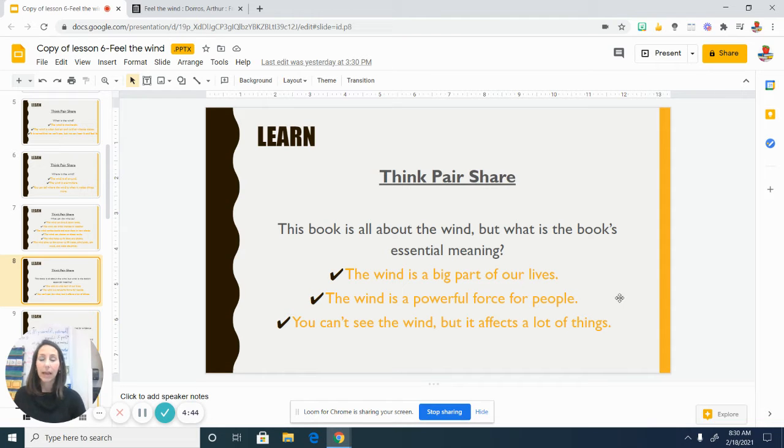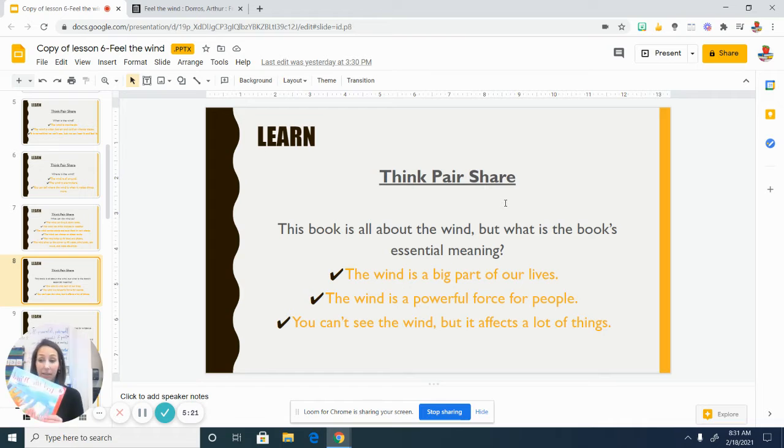If we think about those questions and all the topics, it's all around us. We can't see it, but we can see and feel the effects of it. We can hear it. It can knock over trees, but it can also help in good ways by making electricity. So what do you think the essential meaning is? Kind of taking all of that into consideration. Yeah, I would say that the wind is a pretty big part of our lives, and it may not be something that you think about on a regular basis.